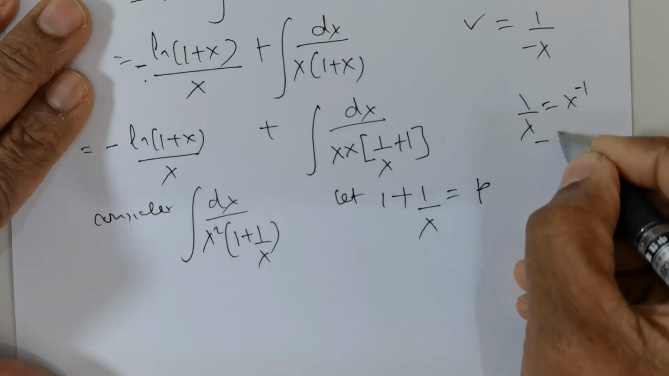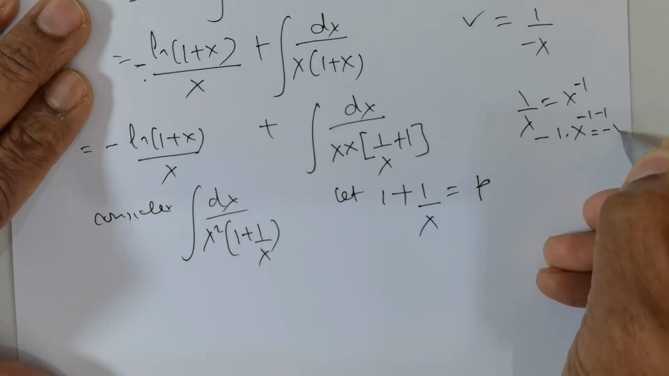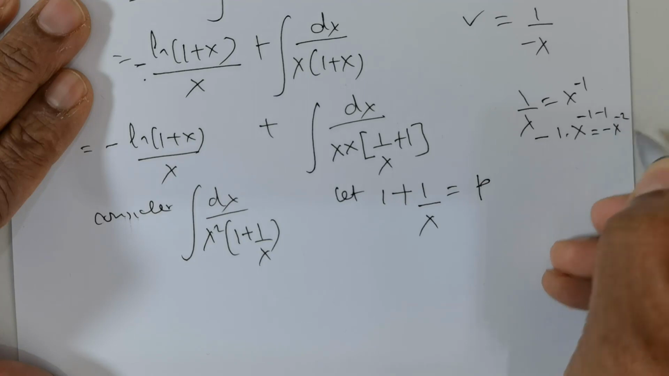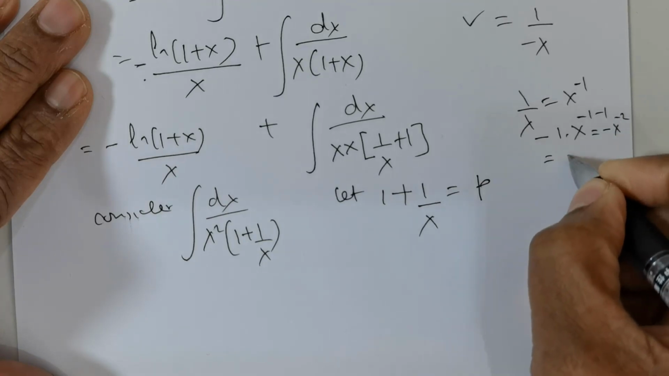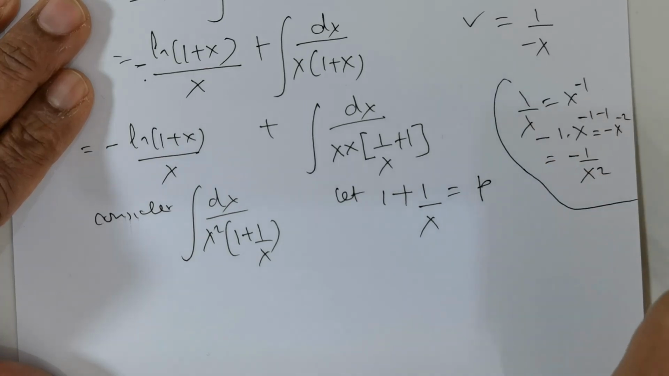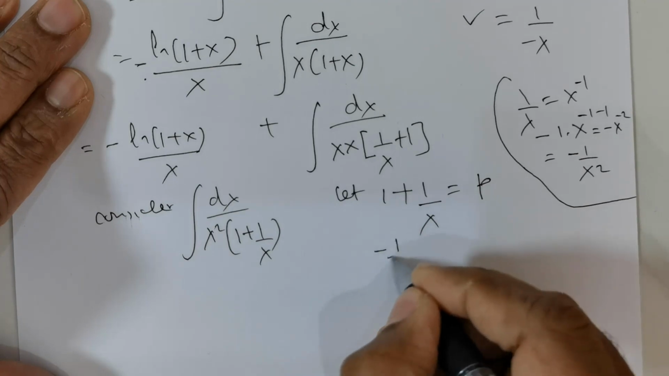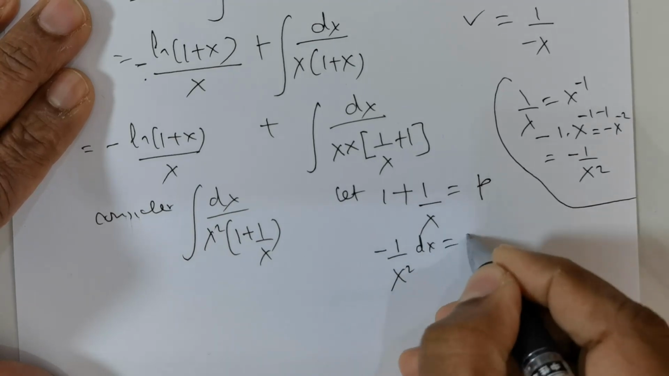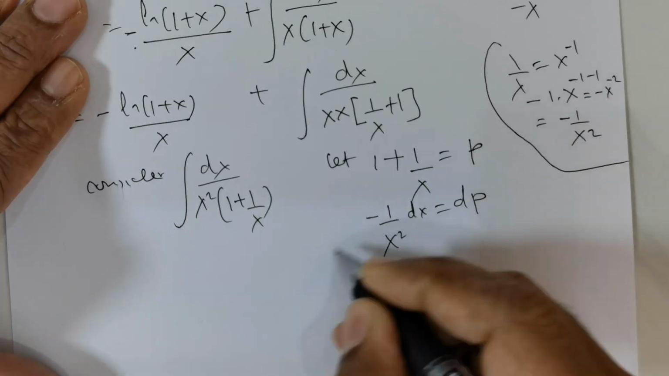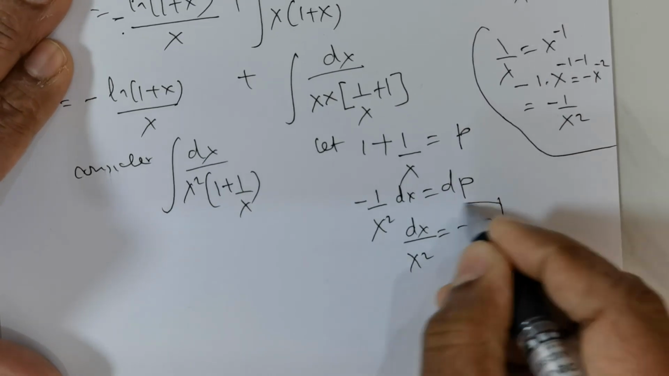I differentiate, I get negative 1 times x raised to the power of negative 2, which is going to be negative 1 over x squared. Okay, so this gives me negative 1 over x squared times dx equal to dp, but we don't have a negative sign, so therefore dx over x squared is equal to negative dp. So this is what we've got.